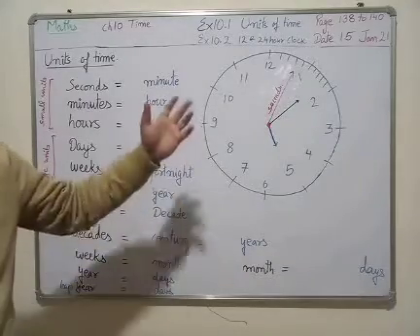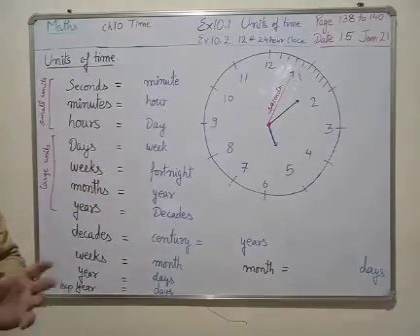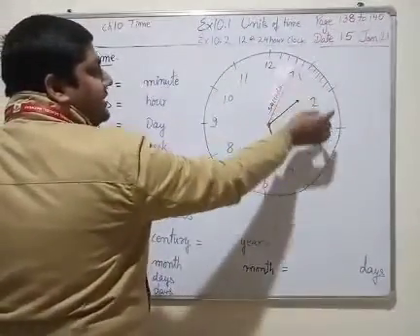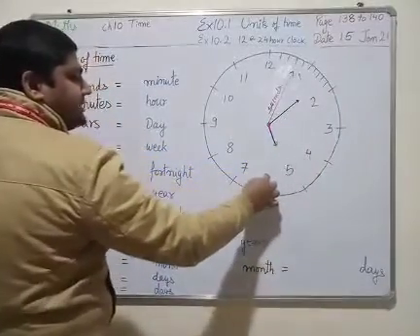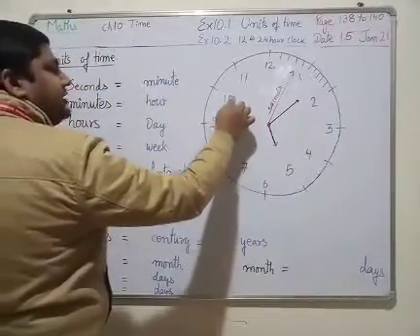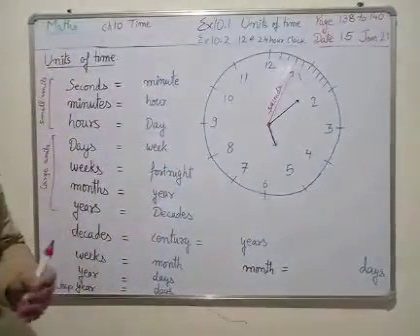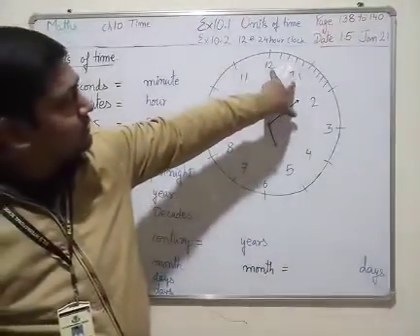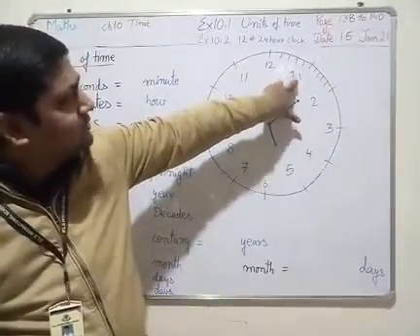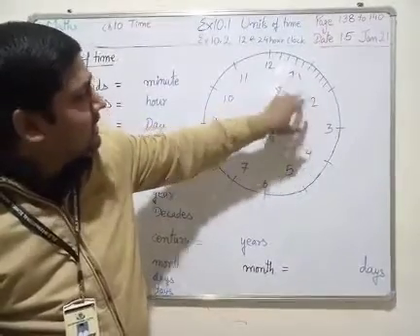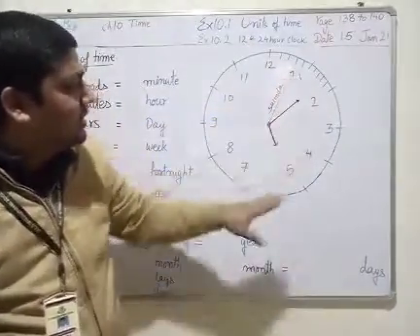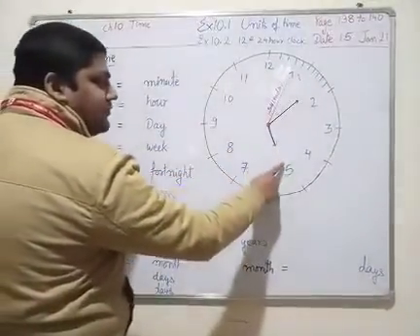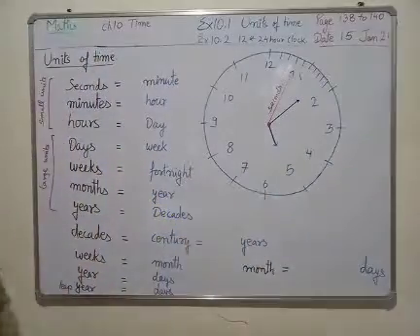This clock is divided into 12 big divisions. This is first, second, third, fourth, fifth, sixth, seventh, eighth, ninth, 10th, 11th, and 12th. These are the hour points. So this one division is equal to 1 hour. You can see that if this smallest hand moves from 5 to 6, it will be 1 hour.